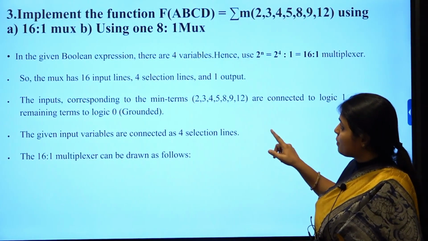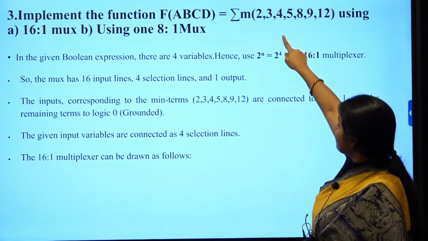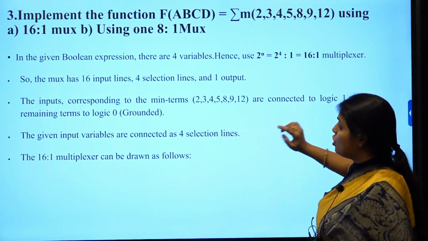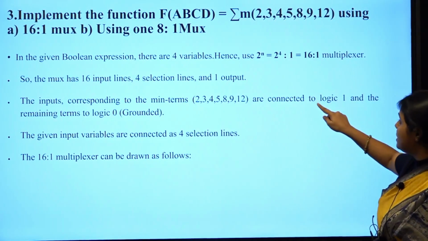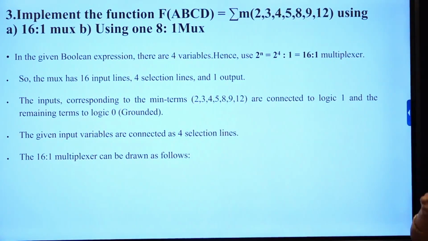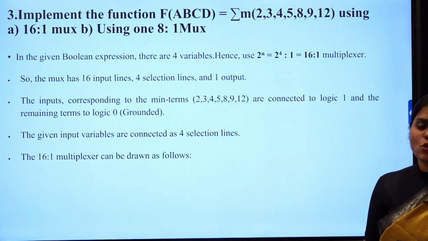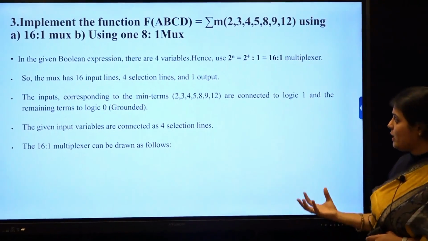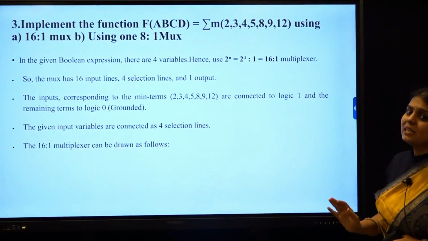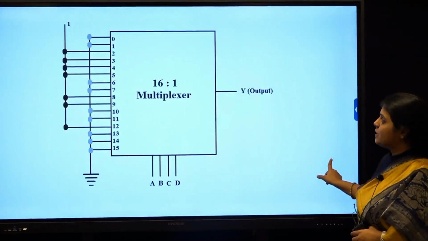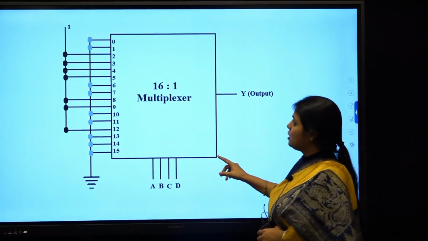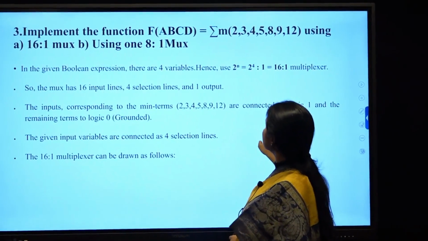When designing the multiplexer, we have these minterms 2, 3, 4, 5, 8, 9, 12. The inputs corresponding to the minterms are connected to logic 1 because they are the ones which I want to use. So the inputs given in the problem will be connected to logic 1 and the remaining inputs will be grounded. This is how we design any combinational logic function using a multiplexer. So the inputs which are given are 2, 3, 4, 5.